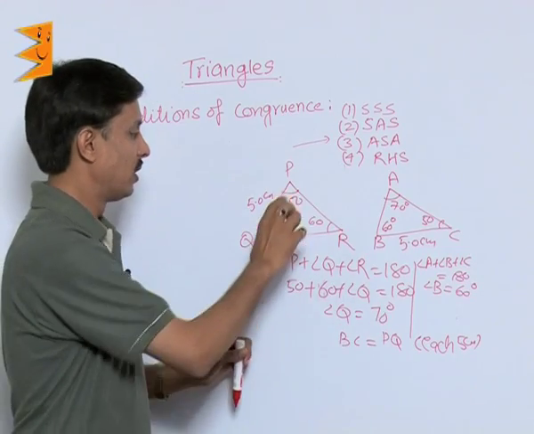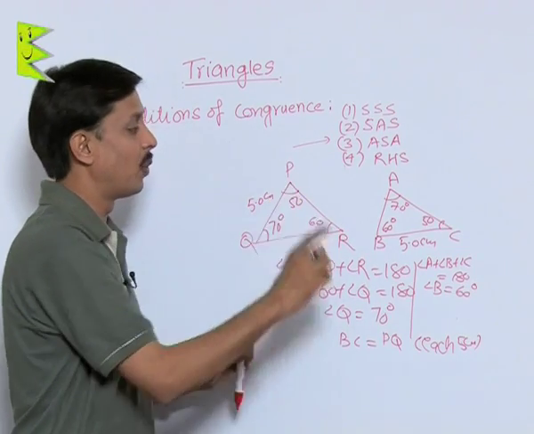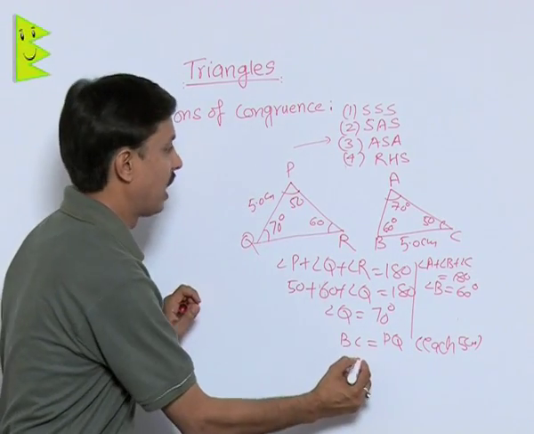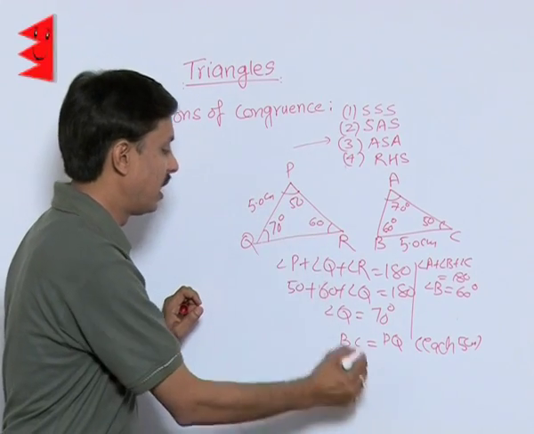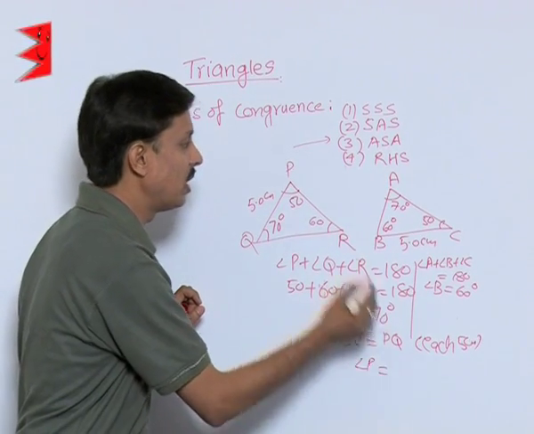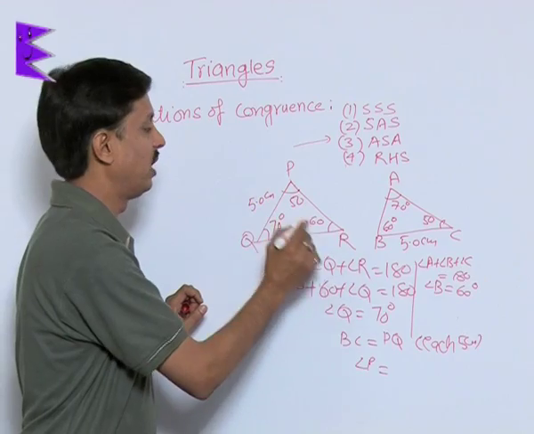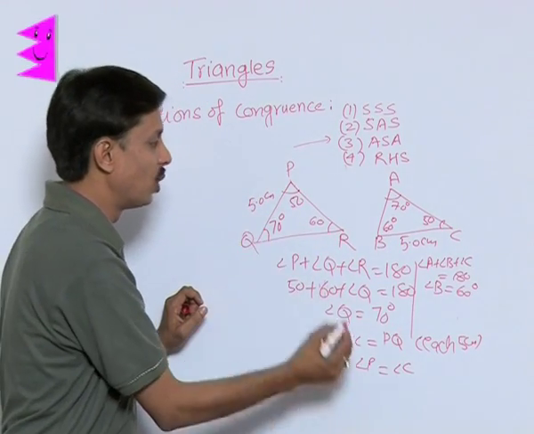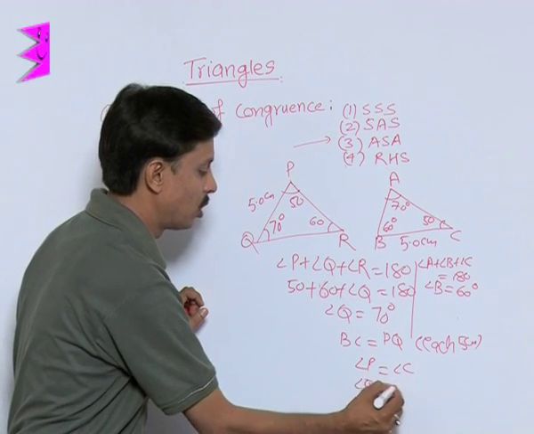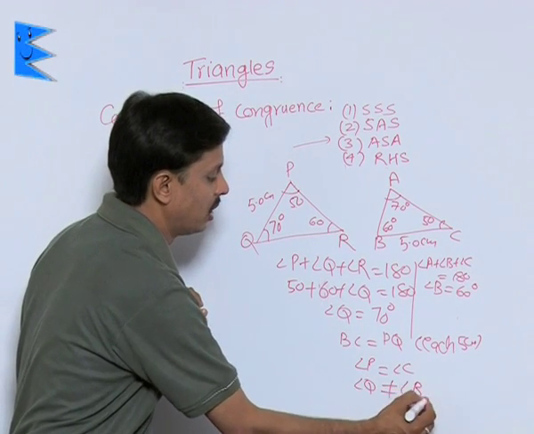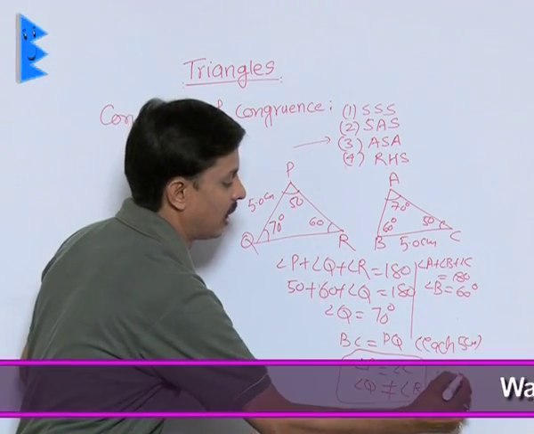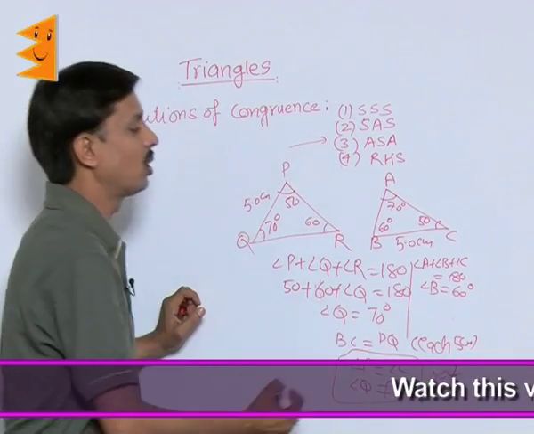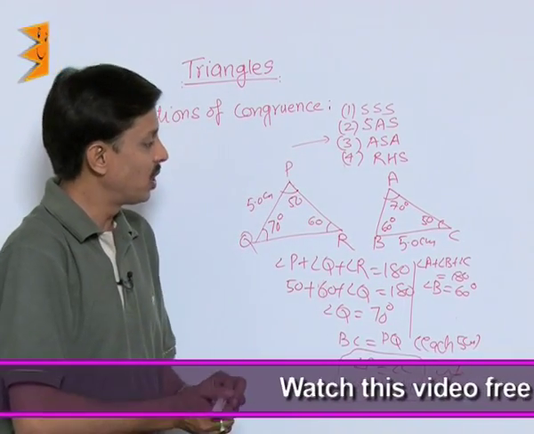So we say the angles at the endpoints are not the same. Angle P is equal to angle C at one end, that is 50 degrees. But angle Q is not equal to angle B. So we say the triangles are not congruent. So you have to take care.